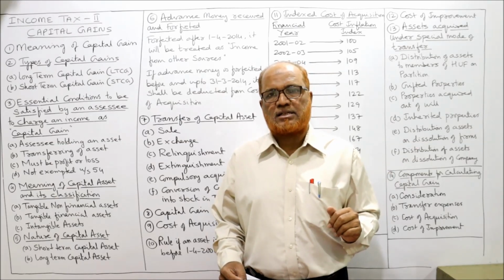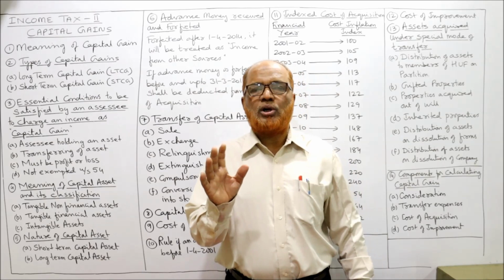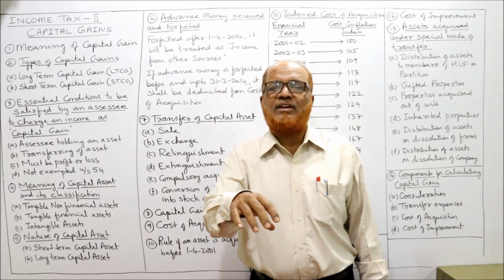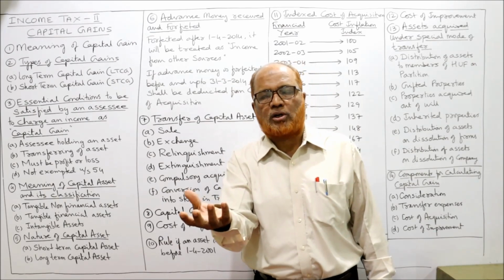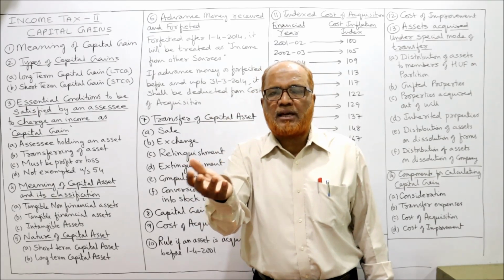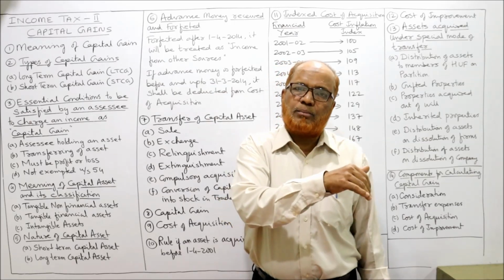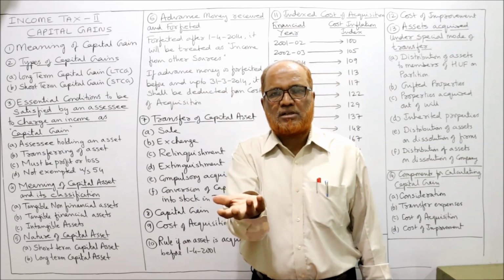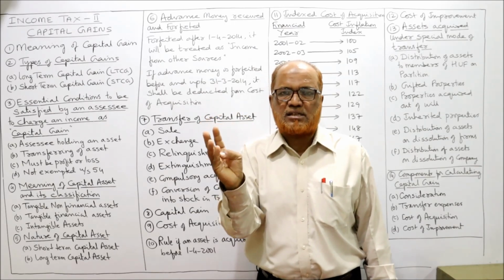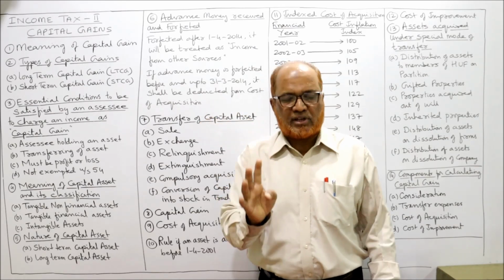These are the provisions to decide whether it is a short-term or long-term capital asset. Because ultimately, as I told you, the taxability of capital gain depends on whether it is a long-term capital gain or short-term capital gain. How to decide that? We have to see whether it is a long-term capital asset or short-term capital asset. So I have explained land and building and other non-financial assets, and then financial assets.